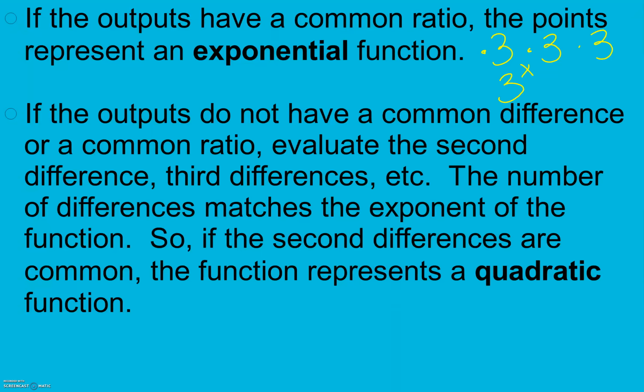If the outputs do not have a common difference or a common ratio, we evaluate the second difference, third difference, and so on. We're going to do an example like this in a minute, but if they don't match up at first, see if we can get them to match. The number of differences that we've taken matches the exponent of the function. So if the second differences are common, the function represents a quadratic function. If the fourth differences were common, for example, it would be x to the 4th power.